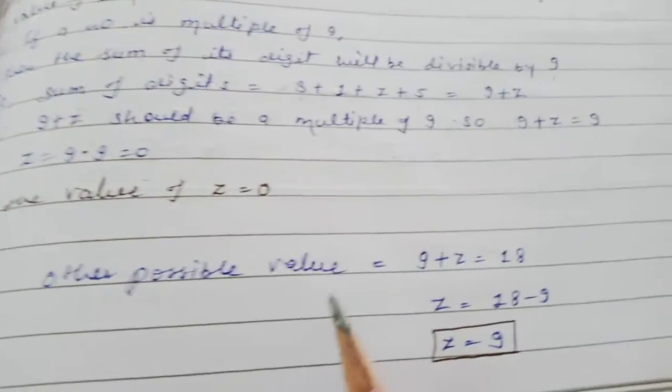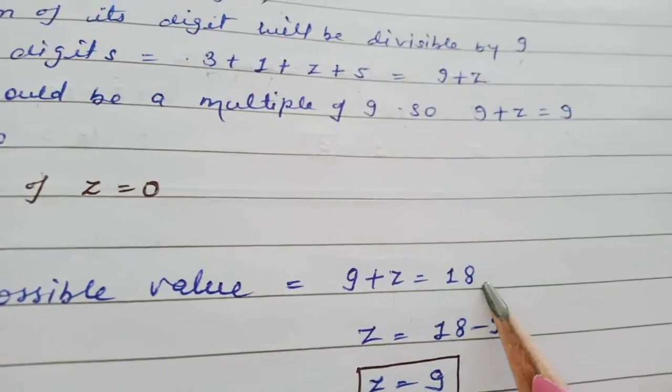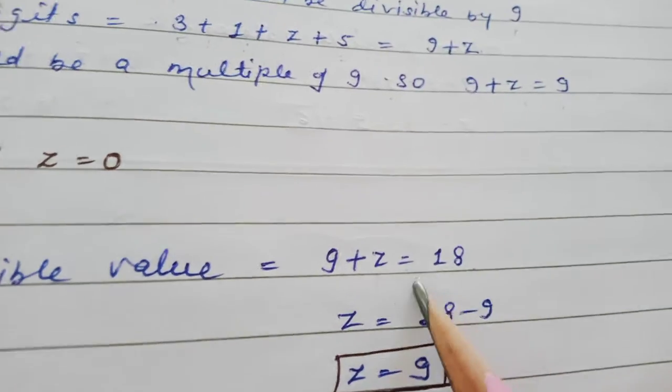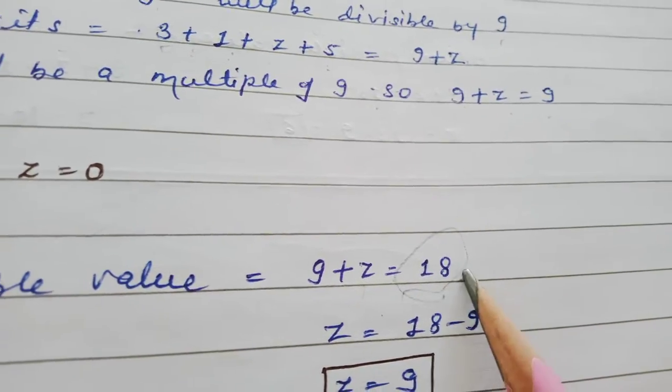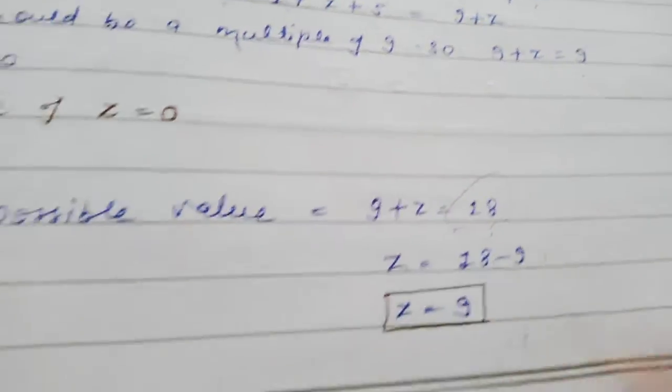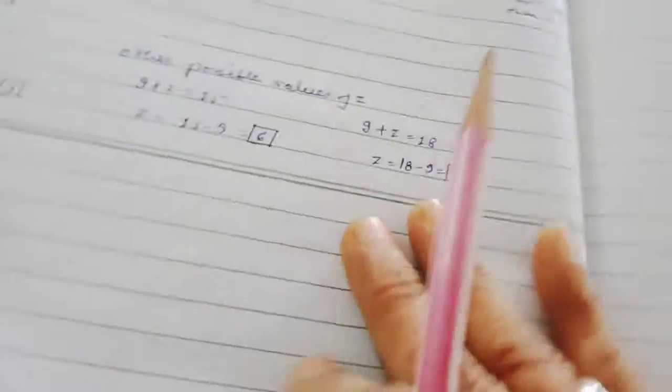Now another possible value: 9 plus z is equal to 18, because 18 comes in the table of 9. So z is equal to 18 minus 9 is equal to 9.